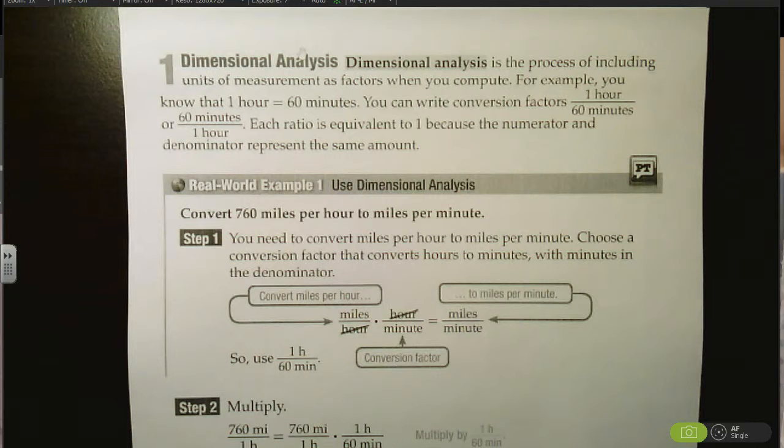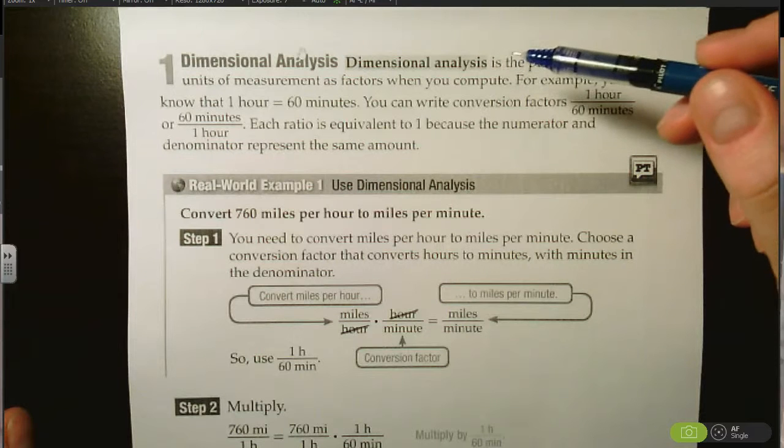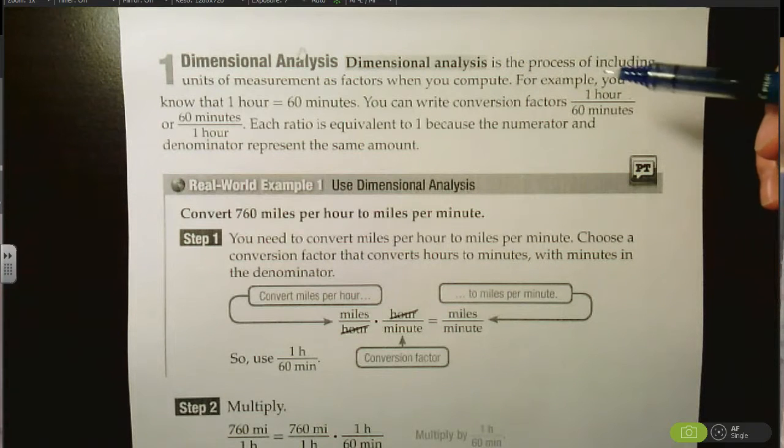Okay, so here's the first video for section 6.3, dimensional analysis. So the book defines dimensional analysis as the process of including units of measurement as factors when you compute. The easiest way to think of it, honestly, for most people is that you're converting units. A lot of times you do this in physical science or biology class, so now we're looking at it in a math class. Hopefully you have at least minimal experience related to it ahead of time, but if not, here's the first introduction for you.